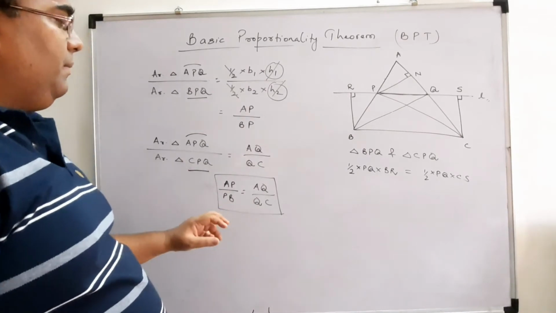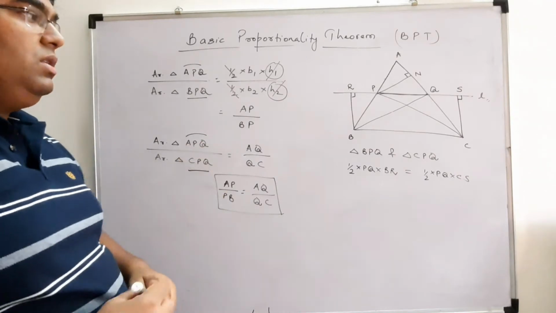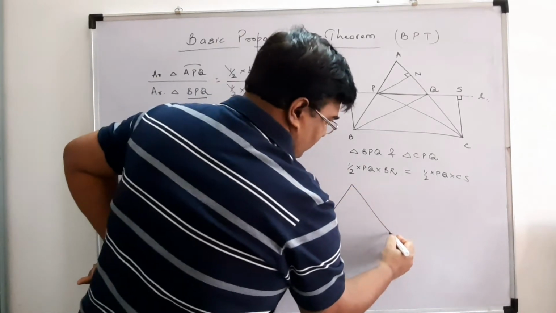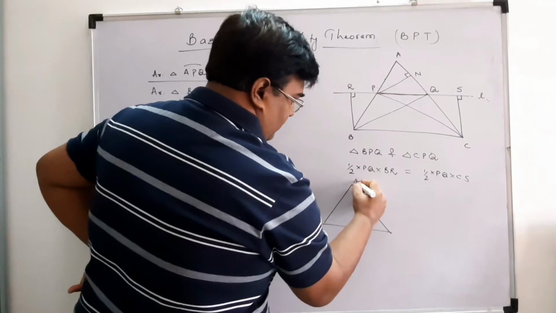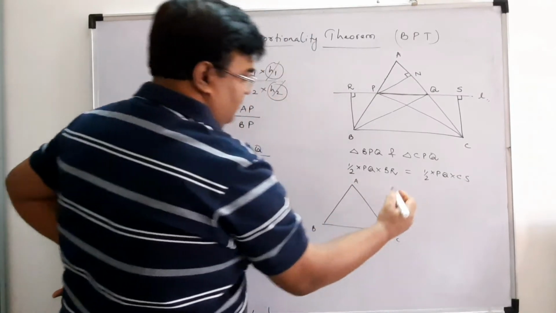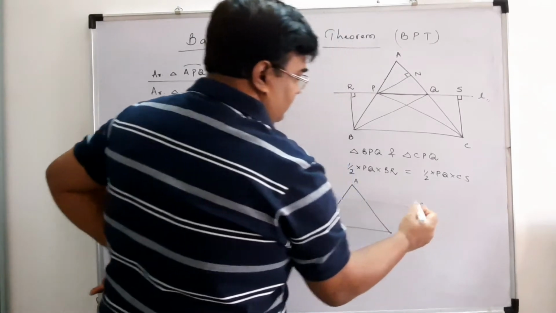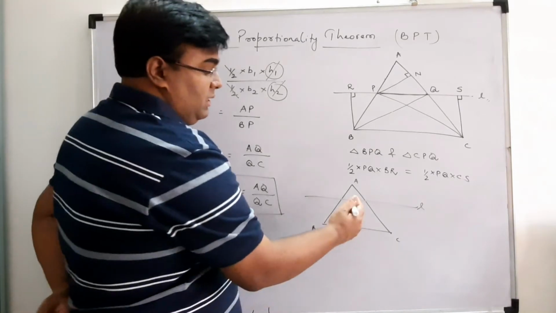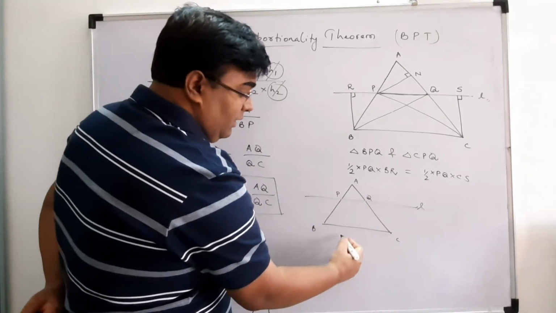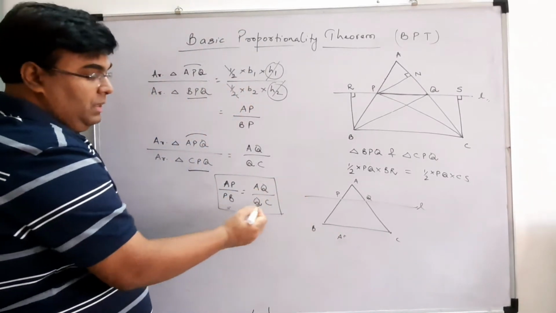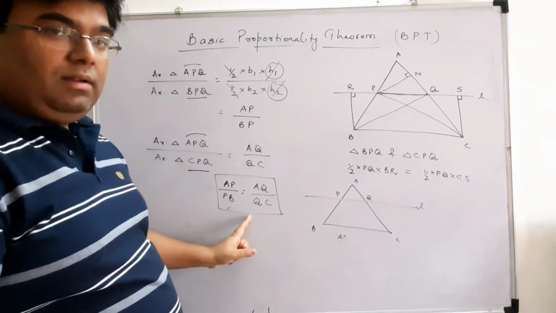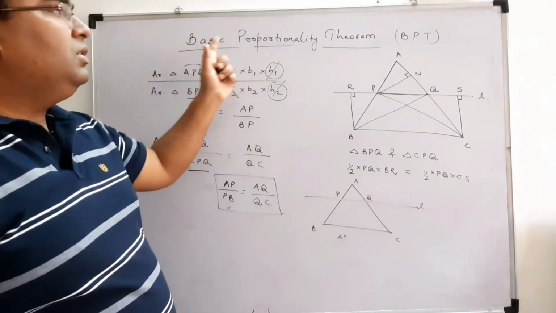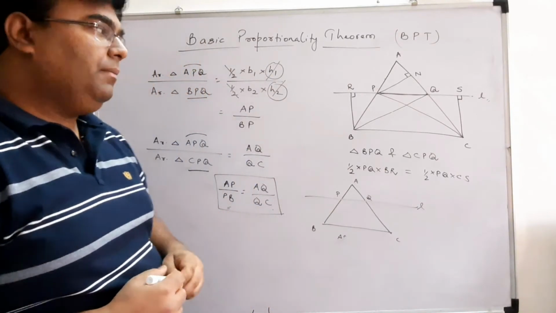Right. Now what is the converse of this BPT? That if in any triangle ABC, suppose there is a line L and it is not said whether it is parallel or not, but if it cuts at P and Q, and it is given that AP upon PB is equal to AQ upon QC, then it means that this line is parallel to BC. This is known as the converse of BPT. Okay.